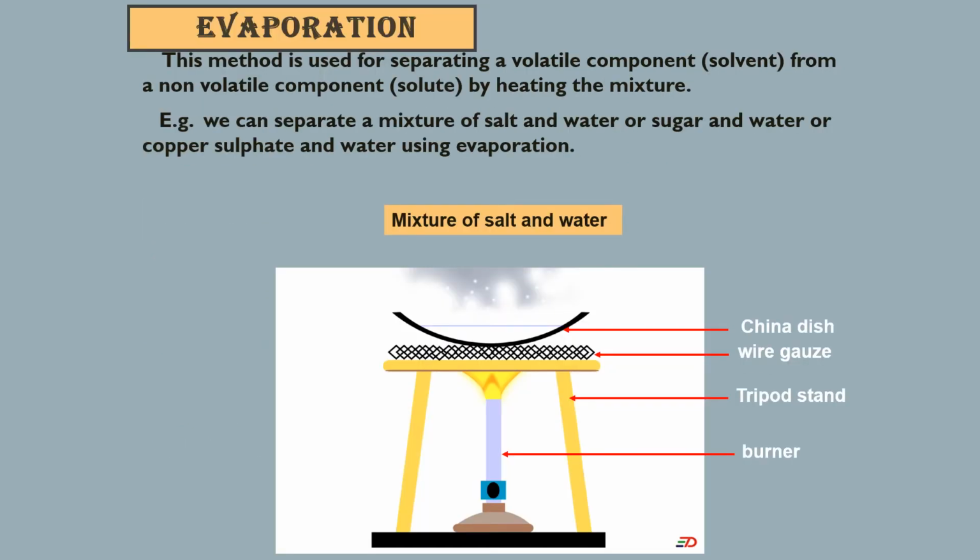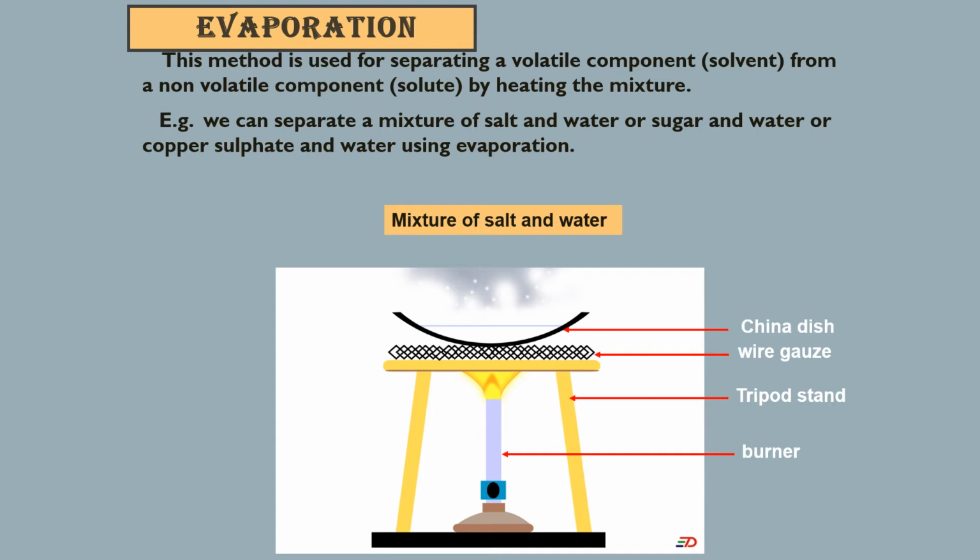First, we will do the simple one, which you have been studying from class 6 itself, evaporation. This is a method used for separating a volatile component, volatile means it can evaporate, from a non-volatile component, that is solvent from the solute, by heating the mixture. So the most common example is salt and water. It could be salt and water, sugar and water, or copper sulfate and water.